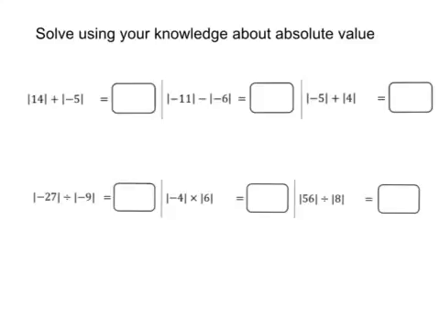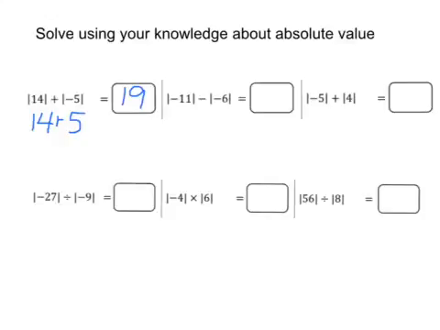So now we want to use our knowledge of absolute value to solve these problems. We're going to look at this very first one. It's an addition problem. I want to first deal with the absolute value bars. Absolute value bars are a lot like parentheses when you think of PEMDAS. You want to get rid of your absolute value bars before you start dealing with your numbers and your operations. So the absolute value of 14 is 14. The absolute value of negative 5 is a positive 5, and we are adding. So the answer to this first one is 19.